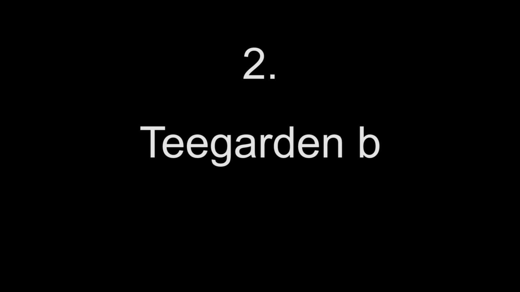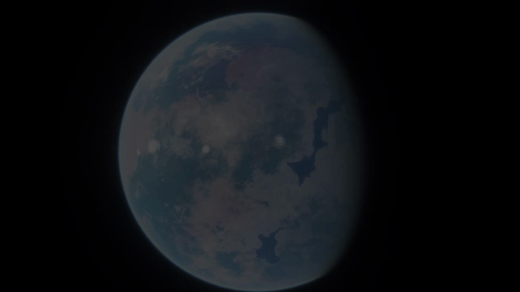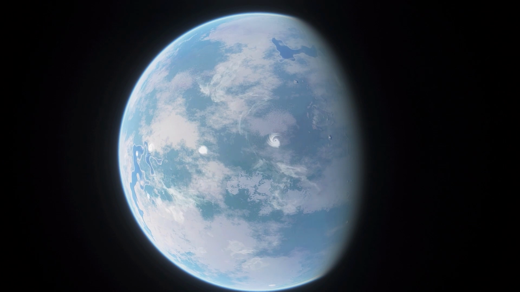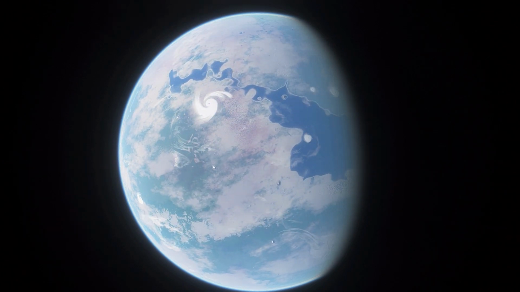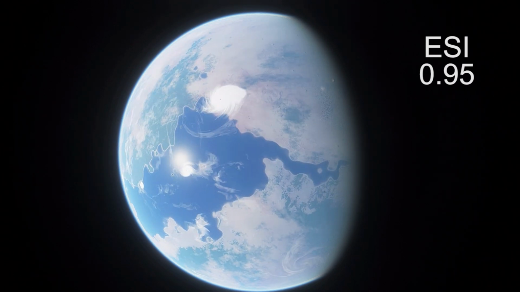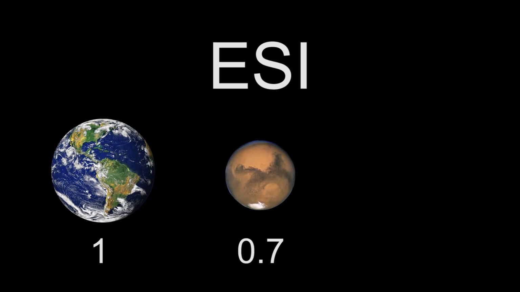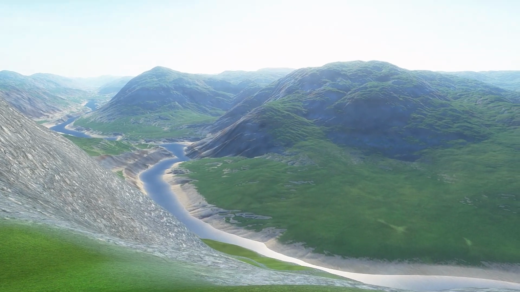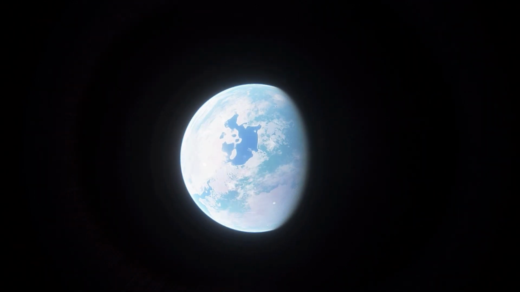Teegarden B. Discovered recently in 2019, this exoplanet is the most Earth-like planet ever found. It scored a 0.95 on the Earth Similarity Index, which uses characteristics such as size and temperature. For reference, Earth scores 1 on the index, Mars 0.7, and Venus 0.44. What's more, this planet is just 12.5 light-years away, which is a very short distance in cosmic terms.